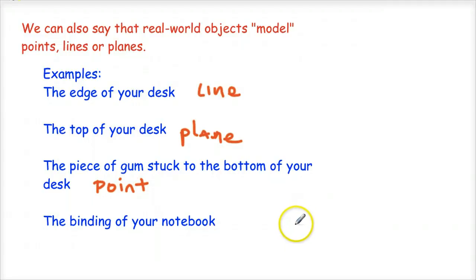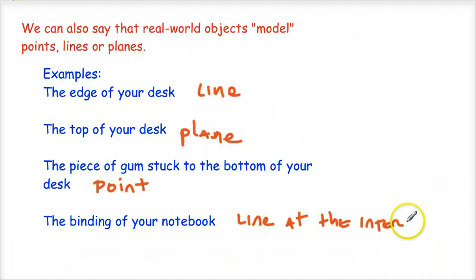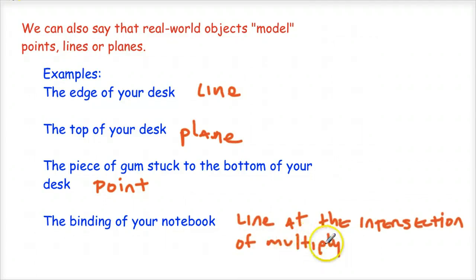And we can also talk about other things, like in the previous diagram, we had that line M that intersected the 2 planes P and Q. So like the binding of your notebook, for example, that would be a line at the intersection of multiple planes, right? Each page of your notebook would model a plane, and then having them all intersect at the binding of your notebook would be like the line of intersection there.